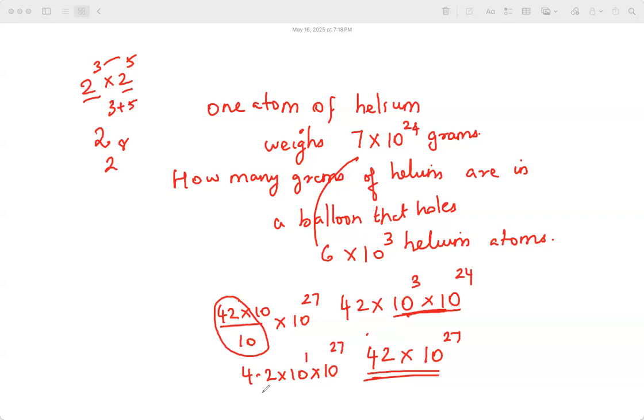What will you do with these two powers? 4.2 times 10 power of 28. Make sense? Yes. Any other questions here? Okay, let me ask you this. 2050 times 10 power of minus 6. Express in scientific notation.